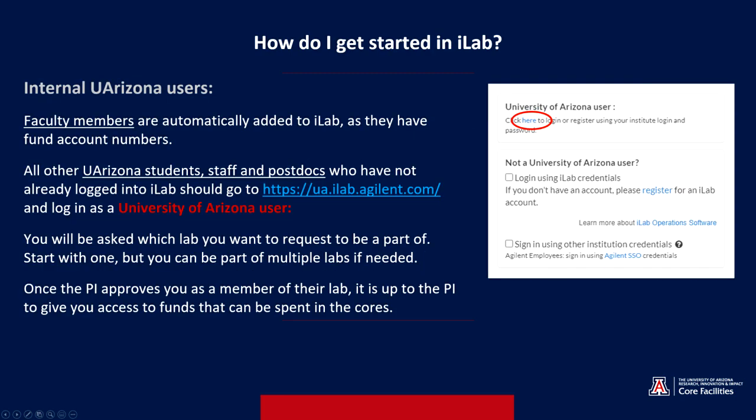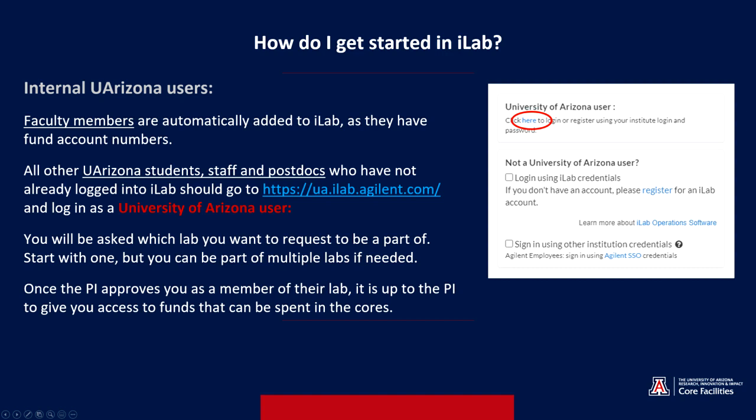If you are an internal University of Arizona user, a faculty member will automatically be added to iLab since they have fund account numbers, but other users like students, staff, and postdocs who haven't already been logged into iLab will need to log in the first time. You can do that by going to ua.ilab.agilent.com, and in the upper right-hand corner there's a button that says Sign In, and if you click on that link it will take you to the U of A single sign-on, and then you'll be asked which lab you want to be part of.